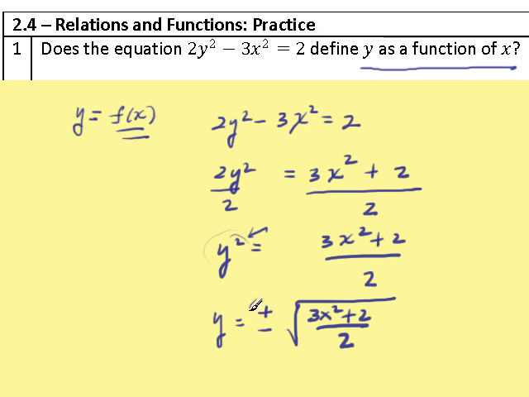Because of this plus or minus, we see that every x value that we substitute in has two corresponding y values, one for the plus and one for the minus. So the answer here is no. Remember, every x value can correspond to only one y if y is a function of x. So here the answer is no, and mainly the problem was this y squared over here.